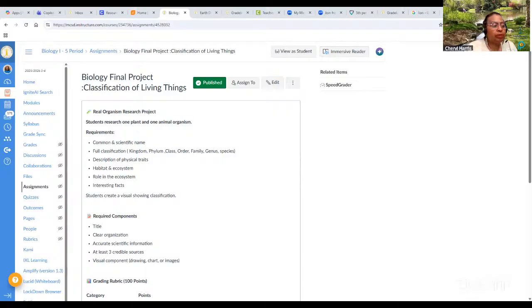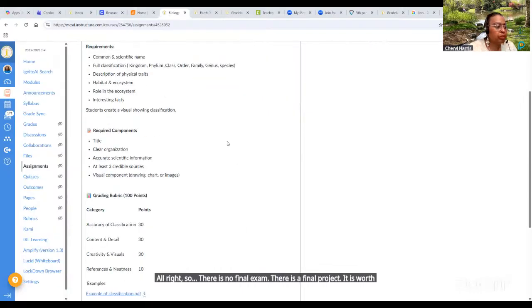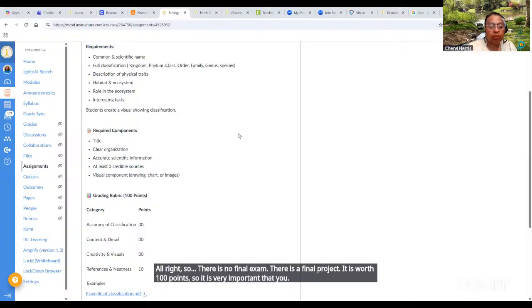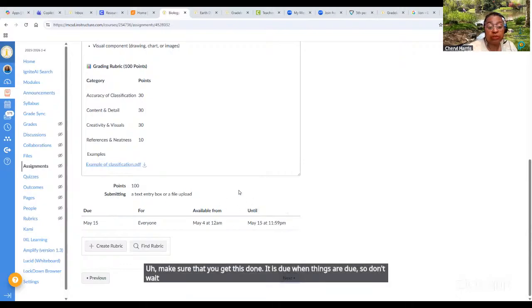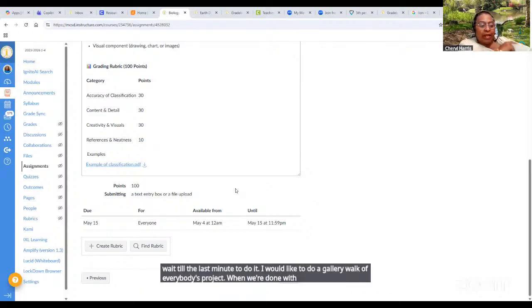All right, so there is no final exam. There is a final project. It is worth 100 points, so it is very important that you make sure that you get this done. It is due when things are due, so don't wait till the last minute to do it. I would like to do a gallery walk of everybody's project when we're done, but it has to be completed by next Friday.